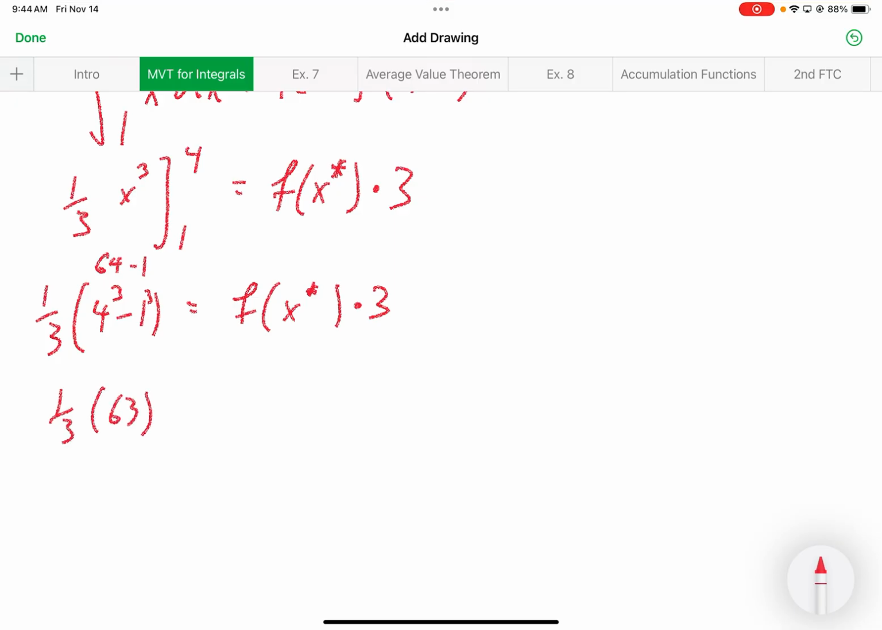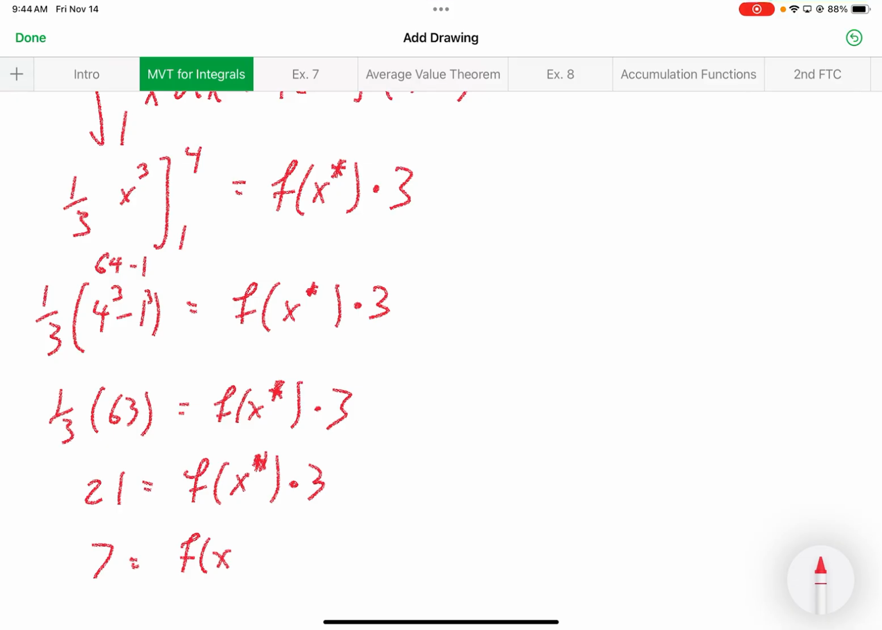So 1/3 of 63. I'm going to annoy you with how many steps I show. It's not meant to be insulting. So 1/3 of 63 is what? 21? Times 3. Then divide both sides by 3, and we get that 7 is equal to f of x star.